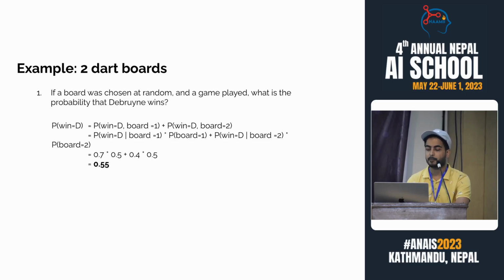So there's nothing too fancy going on here. We can just see that De Bruyne overall has a better probability of winning because the gap is bigger. The probability is greater than 0.5 because here there's a gap of 0.4 and here there's a gap of 0.2. Any questions here?